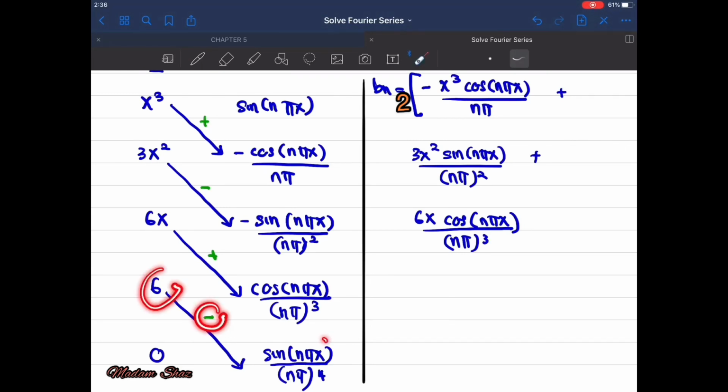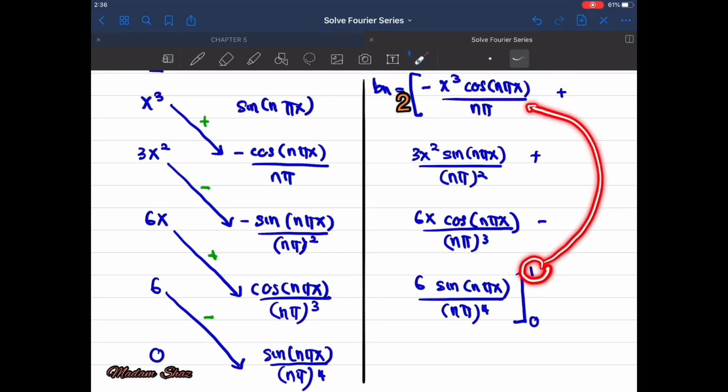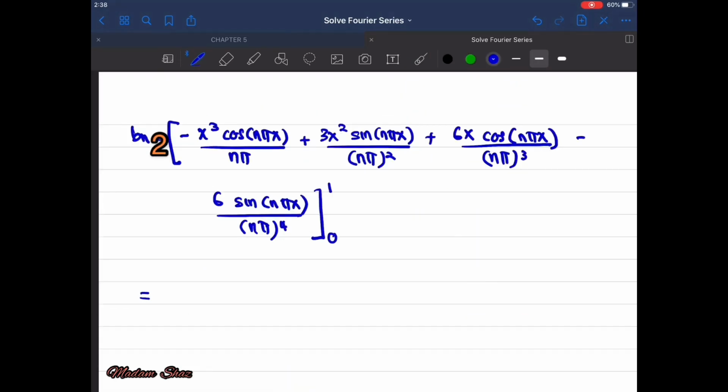Negative 6 multiply with the sin n pi x. So close the bracket, you have to substitute the limit from 0 until 1. So substitute the limit 1 for the whole function that you have variable x here. And then minus with the substitute the limit of 0.